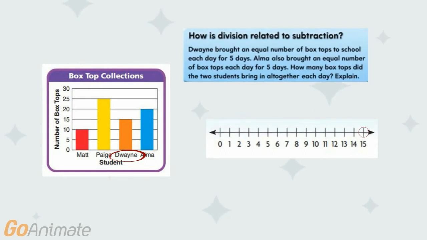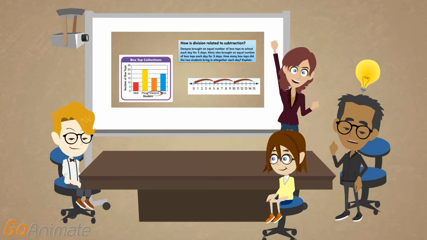If you jump back by 5, you end up at 10. And if you jump again, you end up at 5 now. Jump again. You now end at 0. Now, you see by jumping in groups of 5 we have how many jumps? 3. We have 3 jumps. Good job. 1, 2, 3. We have 3 jumps to get back to 0 from 15.